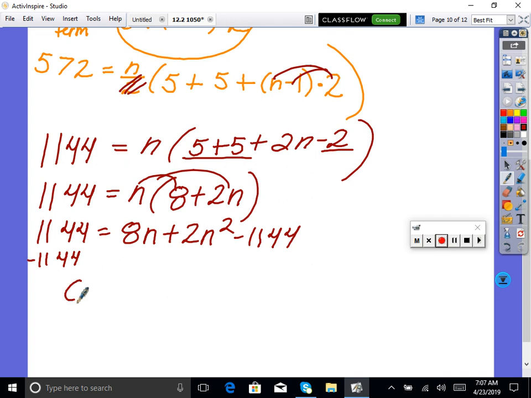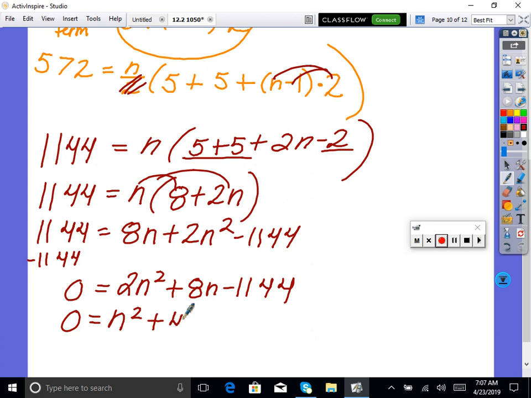And put it in standard form. So we have 0 is equal to 2n squared plus 8n minus 1144. So can I divide everything by 2? Yes, for solving I can. So then we would have 1144 divided by 2. We're almost done here. So we have 0 is equal to n squared plus 4n minus 572, because essentially I factored out the 2, and it won't matter for solutions.